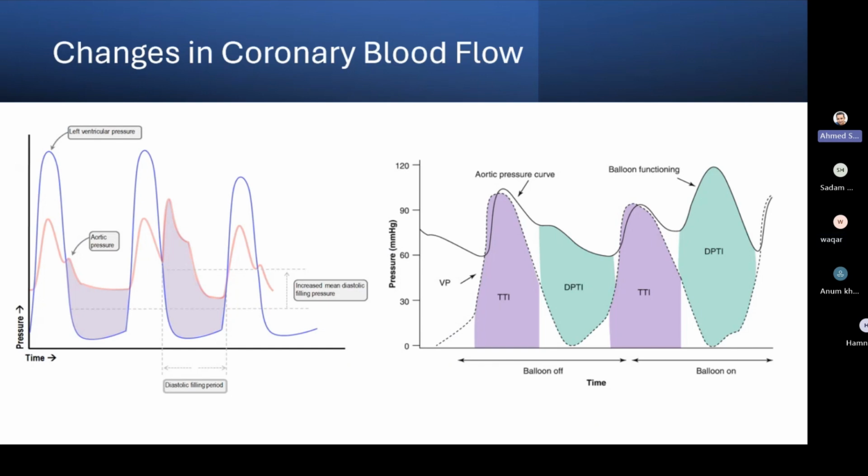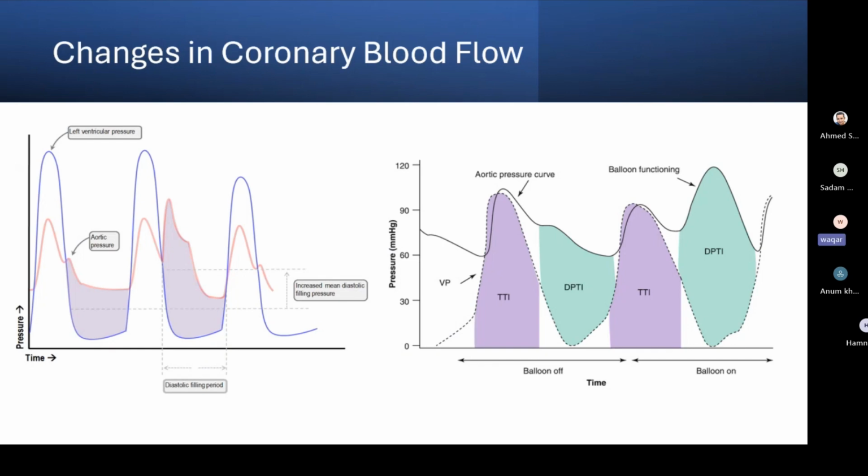So if you are treating a patient with heart failure, you have to balance the oxygen demand and the oxygen supply. You can increase the oxygen supply by the intra-aortic balloon, and also you can decrease the oxygen demand by reducing the afterload and systolic blood pressure. So the intra-aortic balloon helps the heart during both systole and diastole.